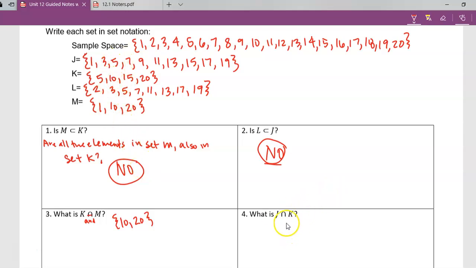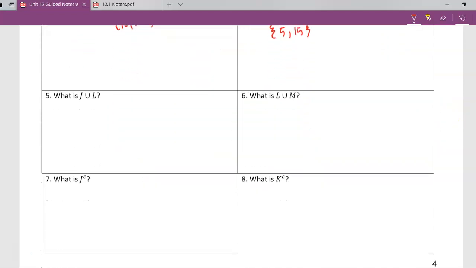Okay, what is J intersect K? Remember that's the same as what is in J and in K. So looking at J and K, they both have a 5. They both have a 15, so the intersection would be 5 and 15. Okay, where do they overlap? Which numbers are in both? Okay. All right, we're going to have to move down here where we can't see our sets anymore.